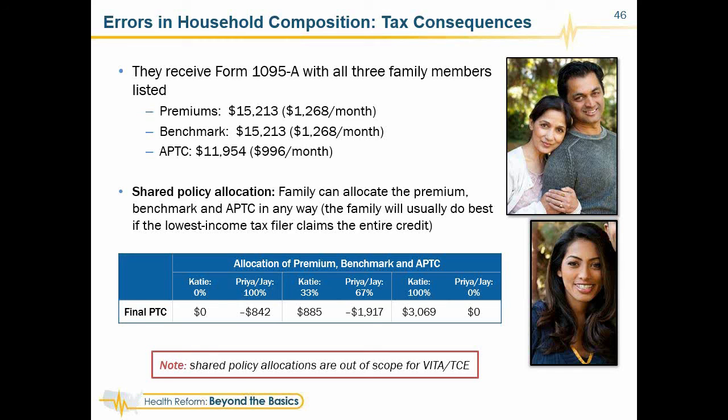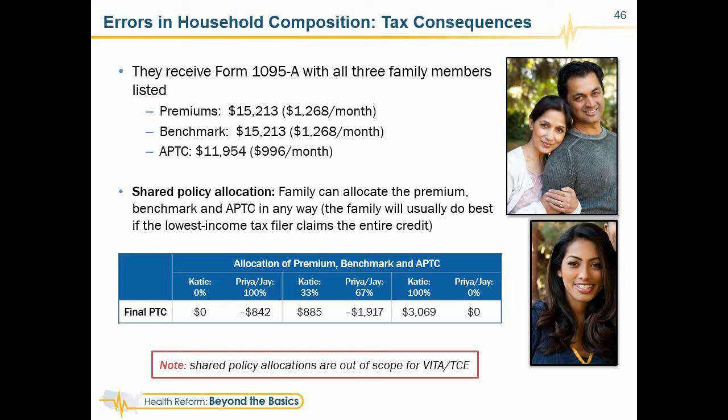So if Katie were to take none of the allocated premium and just leave it all up to mom and dad to reconcile, then mom and dad are going to owe money. They're going to owe money because they went from being a household of 3 to a household of 2. So now they're at a higher FPL. So when they reconcile, they're going to owe some of that APTC back.